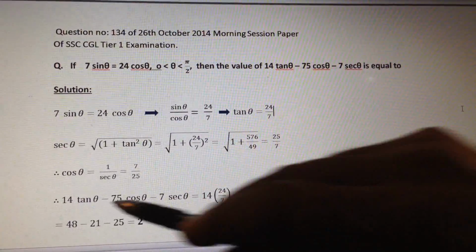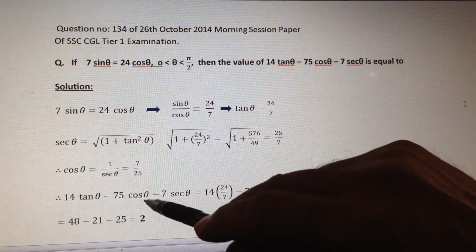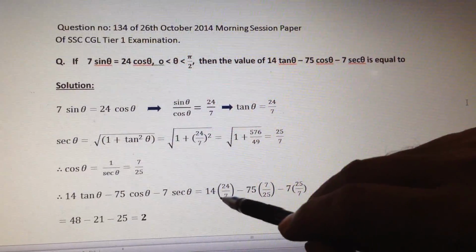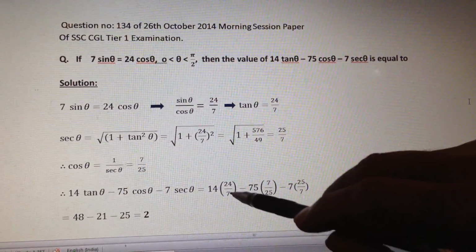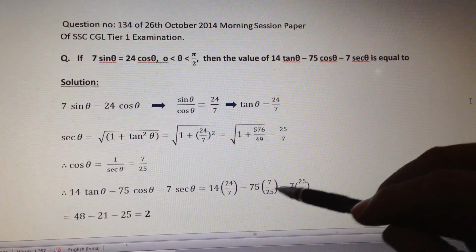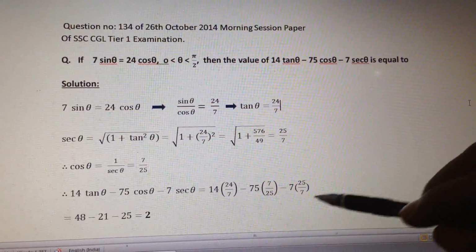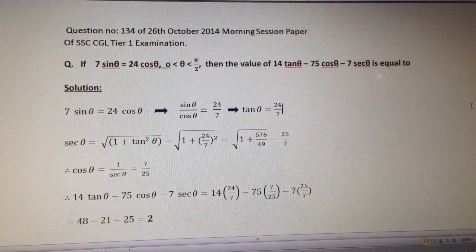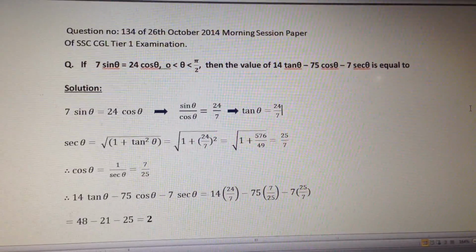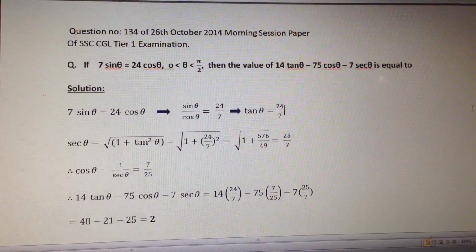Therefore, 14 tan theta minus 75 cos theta minus 7 secant theta is equal to 14 into 24 by 7 minus 75 into 7 by 25 minus 7 into 25 by 7. On simplification, our answer is 2.